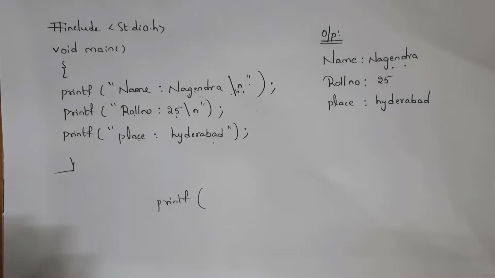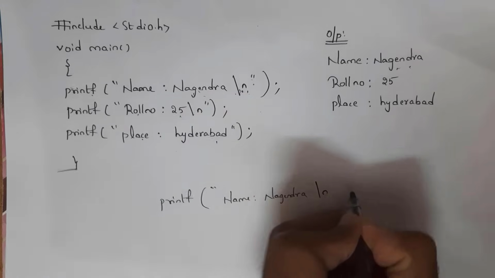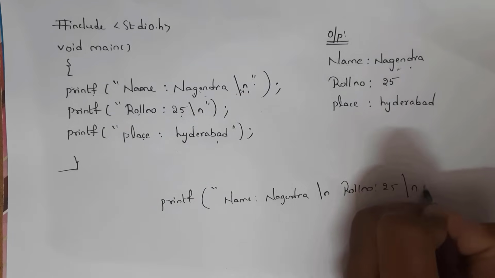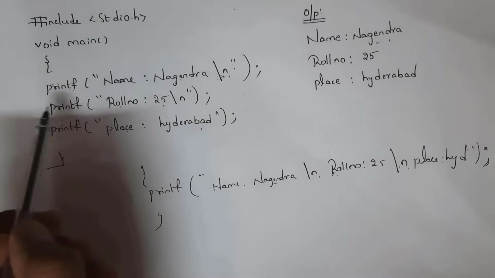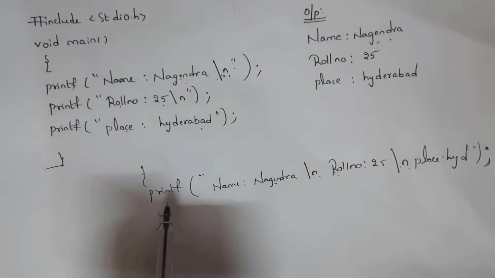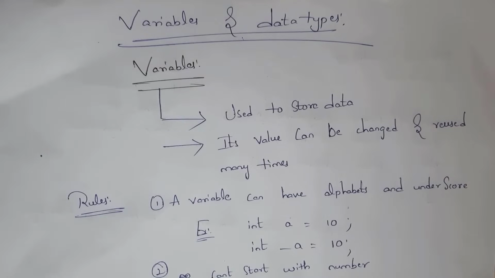Or you can also write like this by taking a single printf. You can write name Nagendra /n roll number 25 /n place Hyderabad. By taking a single printf also you can write this program. Instead of taking 3 printf functions, you can also take a single printf function, and inside this printf function you can write like this. Next I will explain variables and data types.